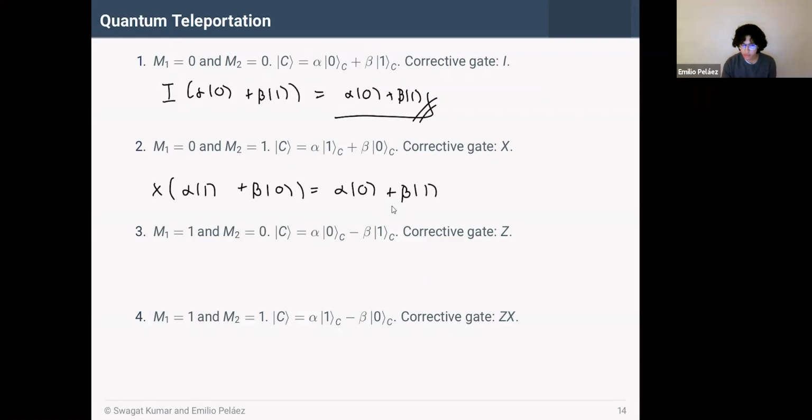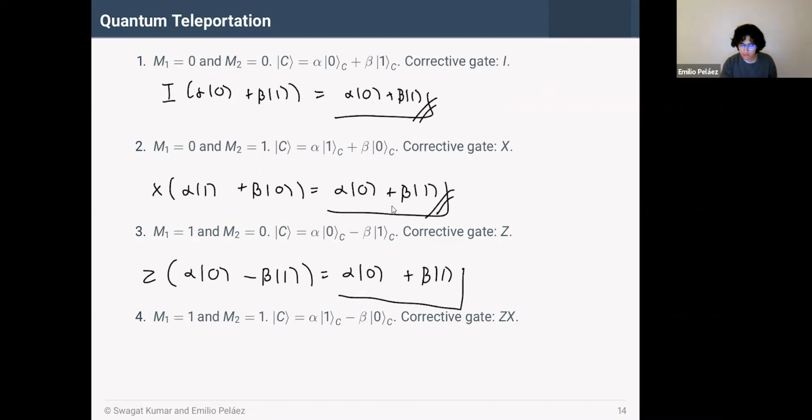Then with the measurement 1, 0, we apply the C gate to the state we measured, that is alpha 0 minus beta 1. And then remember that the C gate just applies a negative phase to the ket 1 and does nothing to the ket 0. So this just gives alpha 0 plus beta 1. And as you can see, this is also the state we want to teleport.